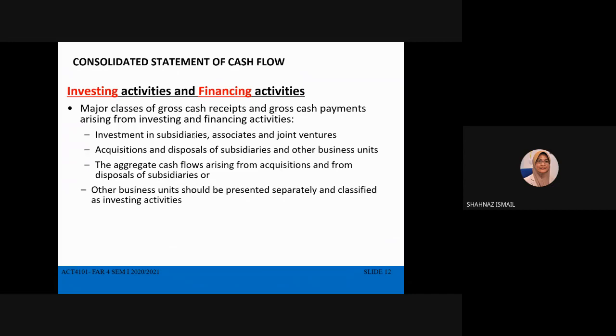Okay, as for investing activities and financing activities, the major classes of gross cash receipts and gross cash payments arising from investing and financing activities, such as investment in subsidiaries, associates and joint ventures, acquisitions and disposal of subsidiaries and other business units, the aggregate cash flows arising from acquisition and from disposal of subsidiaries or other business units should be presented separately and classified as investing activities.